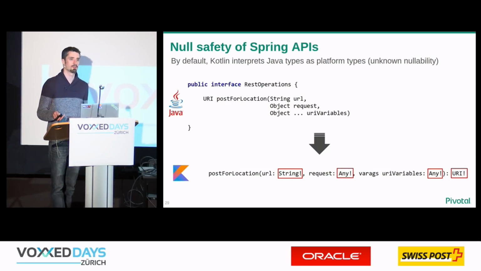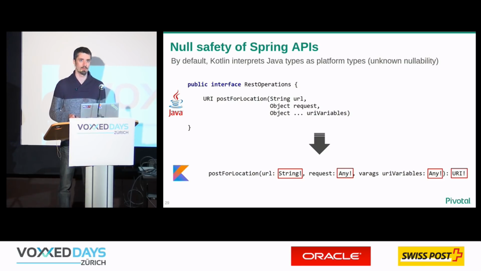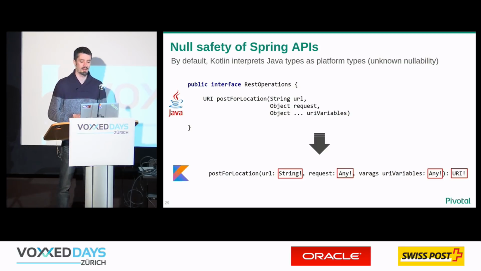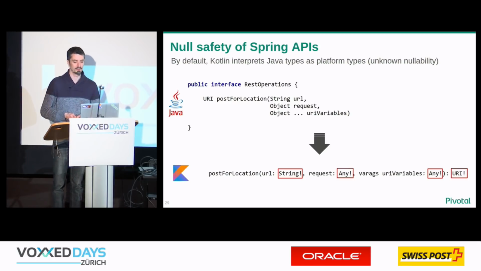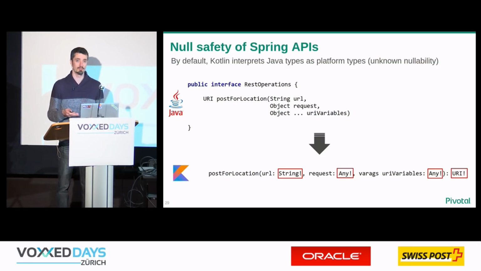But Spring Framework and Spring Boot and Spring Data are in Java. And so when you use the Java API with Kotlin, basically Kotlin has no information about the types, the null safety of the Java API. And Kotlin interprets Java types as platform types. So the nullability is unknown. That's with this exclamation mark. And basically with that you can still have null pointer exceptions, since you are using libraries in various parts of your code.